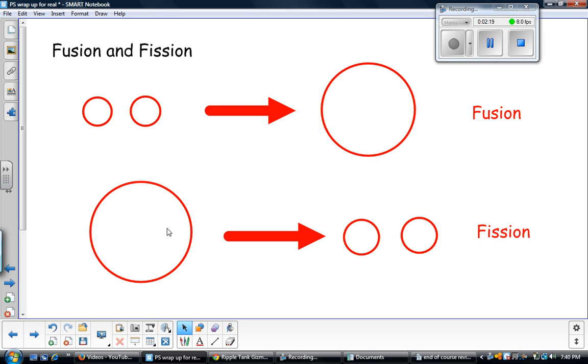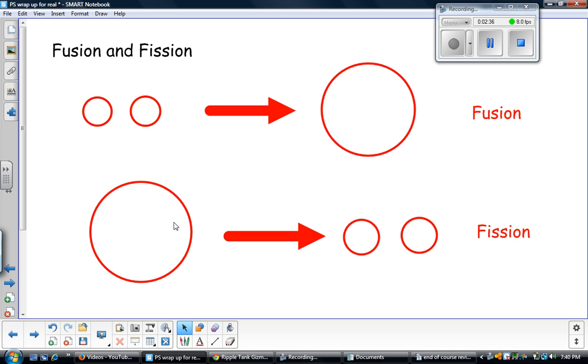All right, 2 more concepts. We are almost done with our nuclear chemistry section. This is the idea of fusion and fission. We've been talking about alpha and beta decay. These are both examples of what we would call fission. So here I have fission down here.